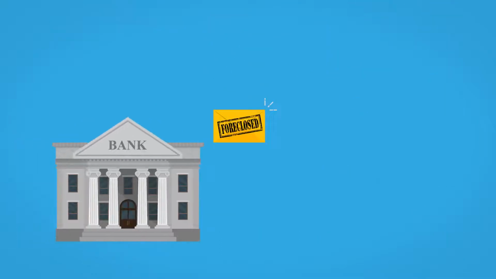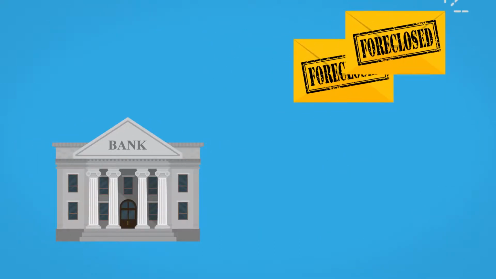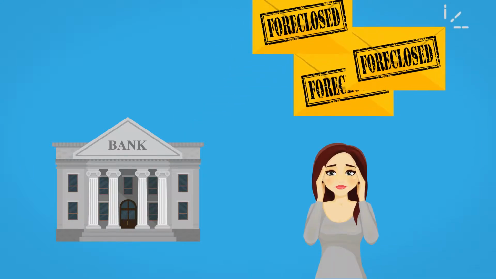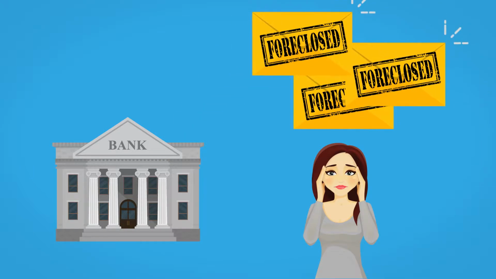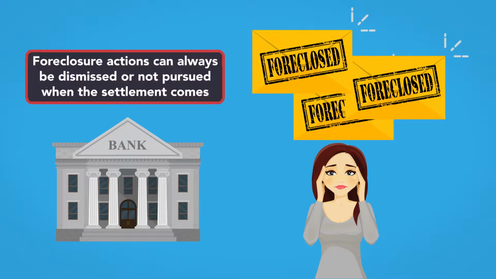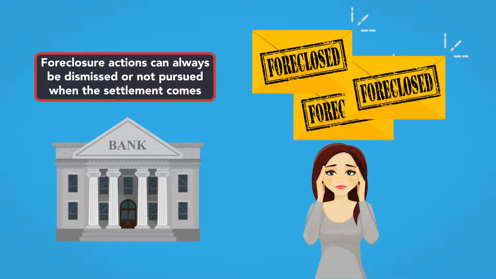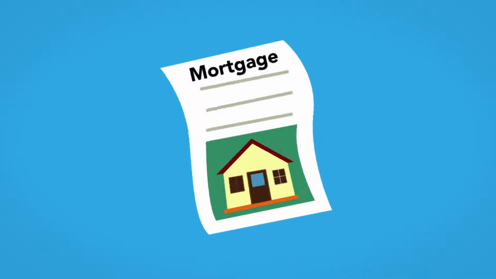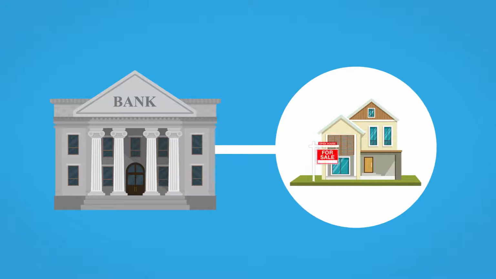Banks often start on foreclosure actions to demonstrate that the borrower is in danger of losing her home, and thus pressuring her to negotiate a settlement in good faith. Foreclosure actions can always be dismissed or not pursued when the settlement comes. The result of a successful foreclosure action is the bank seizing control of the property, usually to sell it to recoup its debt, a process known as a foreclosure sale.